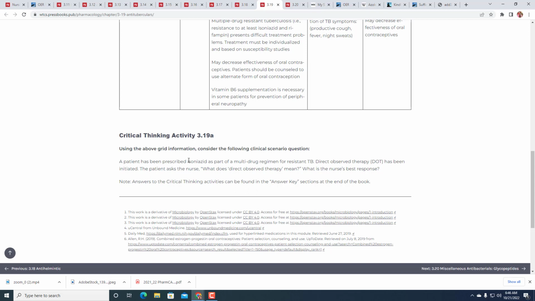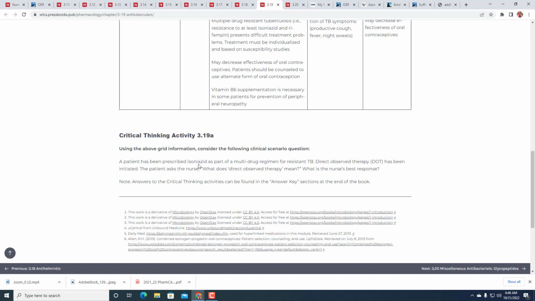Patient has been prescribed isoniazid as part of a multi-drug regimen for resistant TB. Direct observed therapy has been initiated. Patient asks the nurse, what does direct observed therapy mean? Well, it just means that we're going to supervise all those doses because it takes so long to go through the course for TB, sometimes 6 months, sometimes a year, and we want to make sure that resistance doesn't develop. So after that, we'll want to see, are there any barriers in making it here and so forth to make sure that they're able to take their medication.